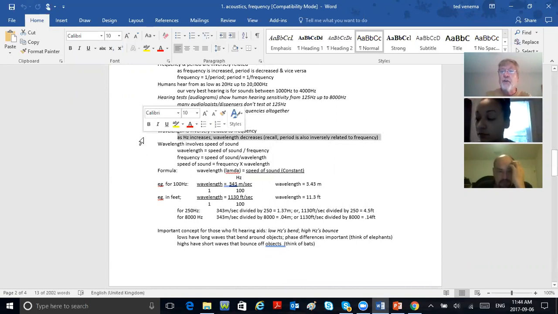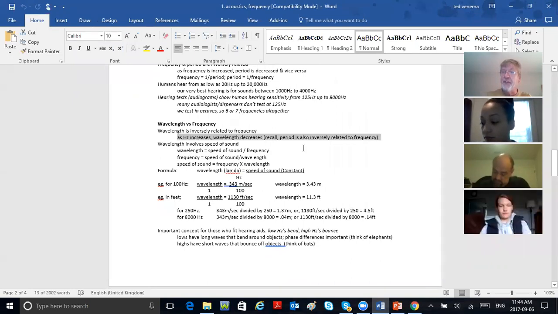As frequency increases, the wavelength gets shorter. Recall, period is also inversely related to frequency.